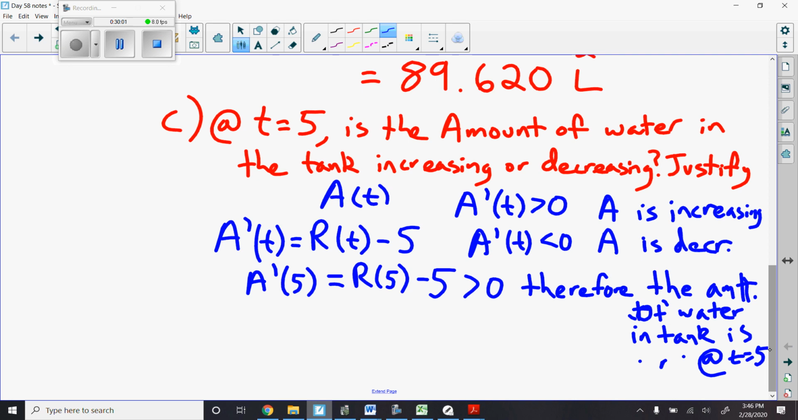So when we write an equation A of t for the amount, A prime always is going to end up being rate in minus rate out. If rate in minus rate out is positive, then the amount is increasing. If rate in minus rate out is negative, the amount of water, or whatever it is, is decreasing.